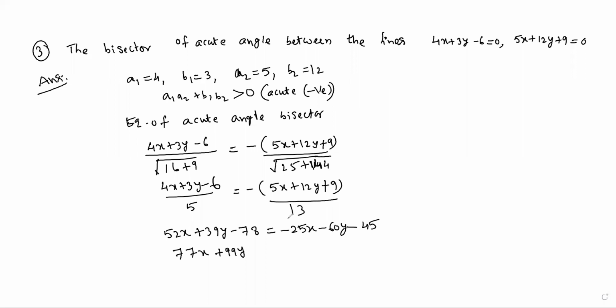This minus 45 on this side becomes plus. Now minus 78 plus 45, how much will we get? Minus 33. If you take 11 common from this, or divide by 11, what equation will we get? 7x plus 9y minus 3 equal to 0. That is the acute angle bisector for this question.